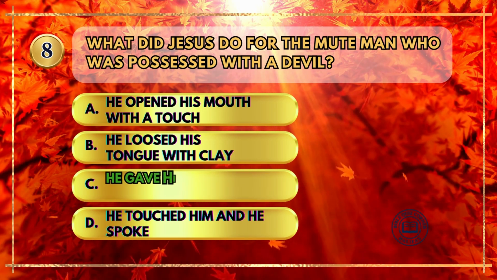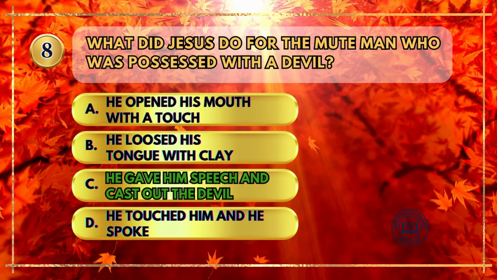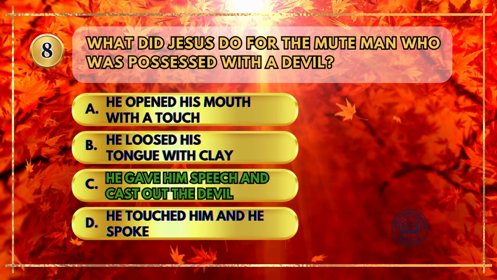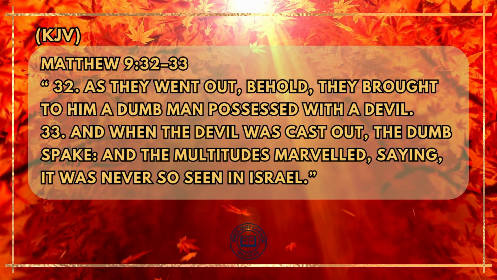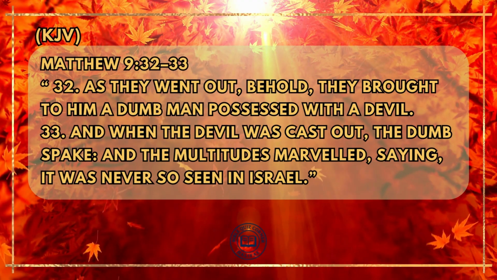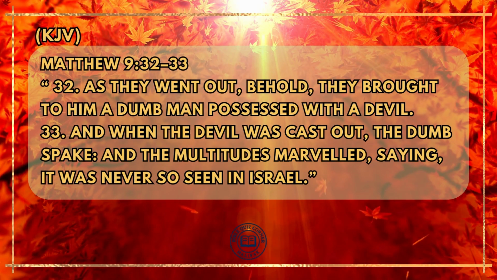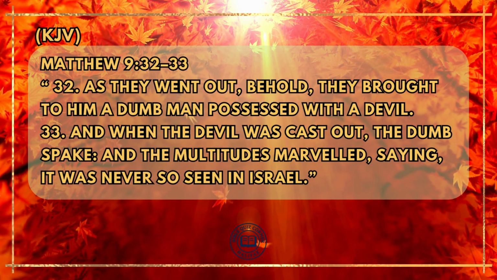And the correct answer is C. He gave him speech and cast out the devil. Now that's a double miracle. He left with freedom and a voice. Matthew chapter 9 verse 33 says, "And when the devil was cast out, the dumb spake." The devil silences, but Jesus restores. He gives both the message and the mouth to declare it.